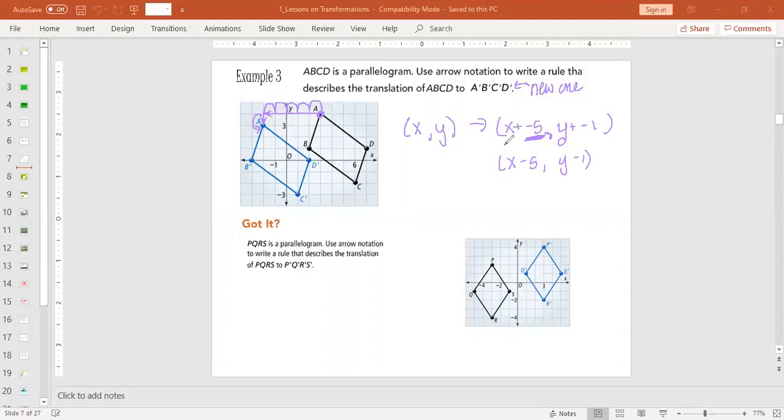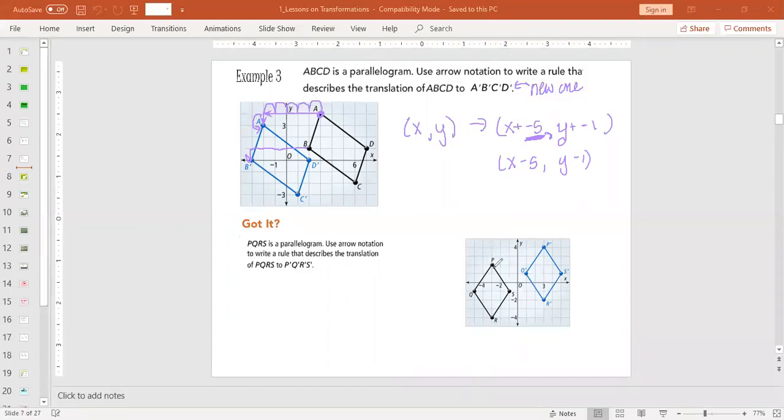Okay, so what we're doing here is our rule: each point, we took 5 away from the X value and 1 away from the Y, and that's how we translated this parallelogram. We slid it left and down.